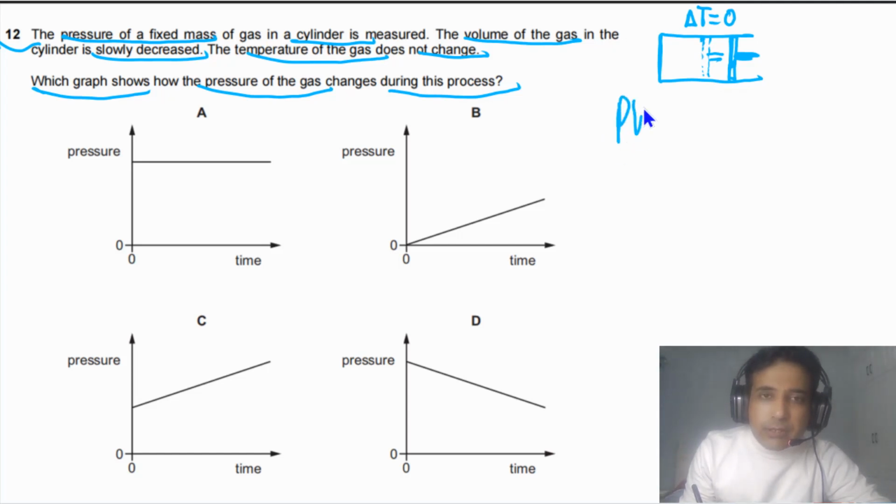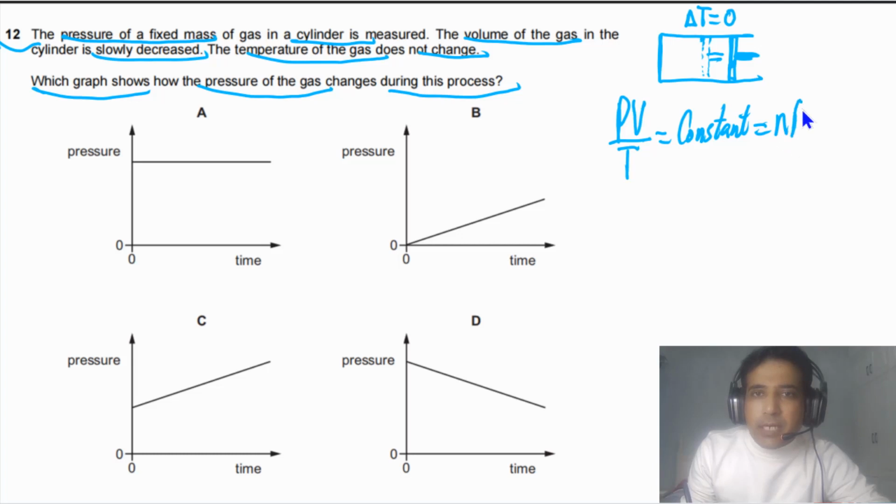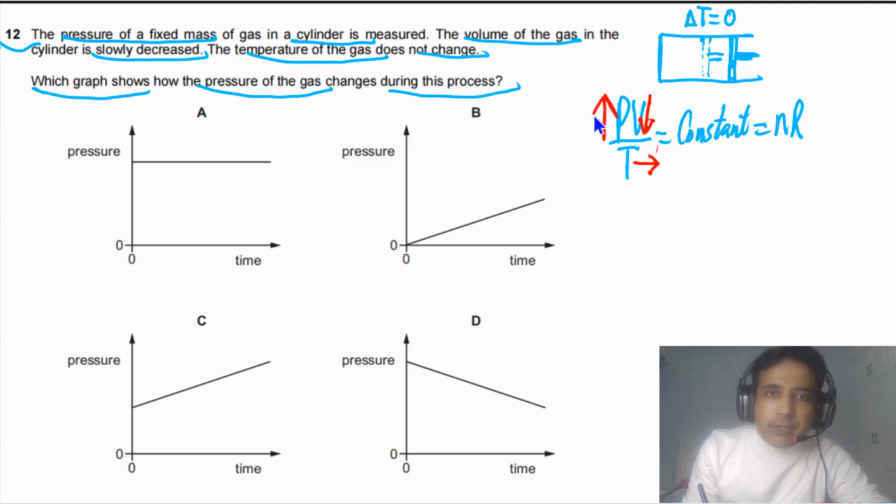We can also understand this with the help of PV over T, which is equal to a constant. Actually, the constant is n times R, where n is the amount of gas, meaning the number of moles, and R is the gas constant. But you don't need to understand this in detail because this is not part of your syllabus. Simply understand PV over T is equal to constant. So if T is constant and volume decreases, the pressure has to increase. So as volume is decreasing, pressure is increasing.